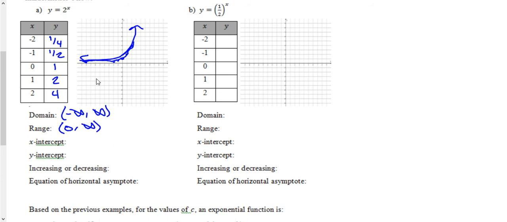For our x-intercept, because we didn't cross our x-axis, we're going to have none here for x-intercepts. For y-intercepts, we did cross on our y-axis. It's at 0, 1. Our graph was increasing, reading it left to right.